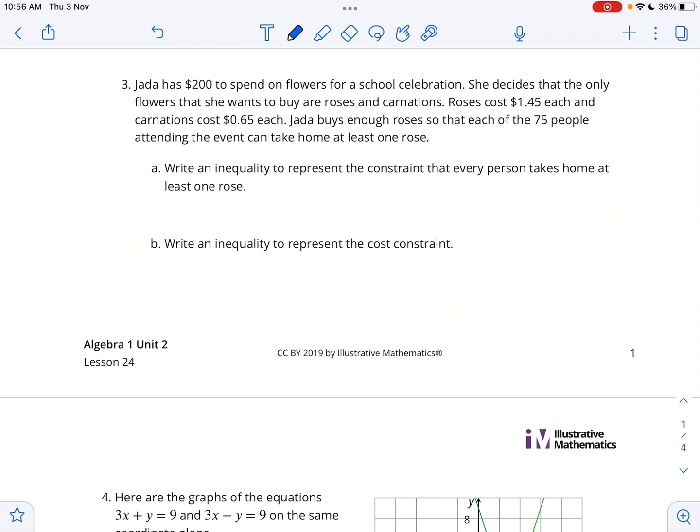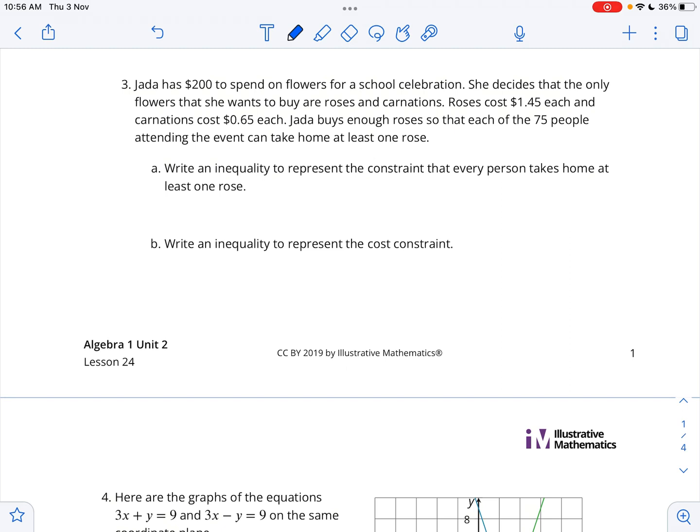Question 3. Jada has $200 to spend on flowers for a school celebration. She decides that the only flowers she wants to buy are roses and carnations. Roses cost $1.45 each, and carnations cost 65 cents each. Jada buys enough roses so that each of the 75 people attending the event can take home at least one rose.